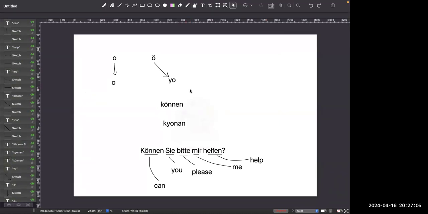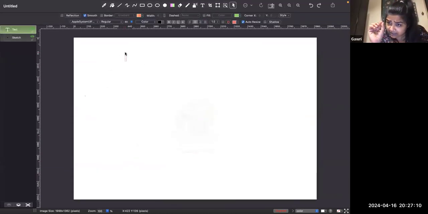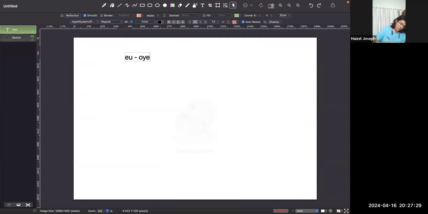Now we have to discuss some combinations in German, that there are certain combinations. How are they pronounced? So first of all, we have to learn the combination of EU. Whenever EU comes together, this combination is pronounced as OE. Write it in your mother tongue.